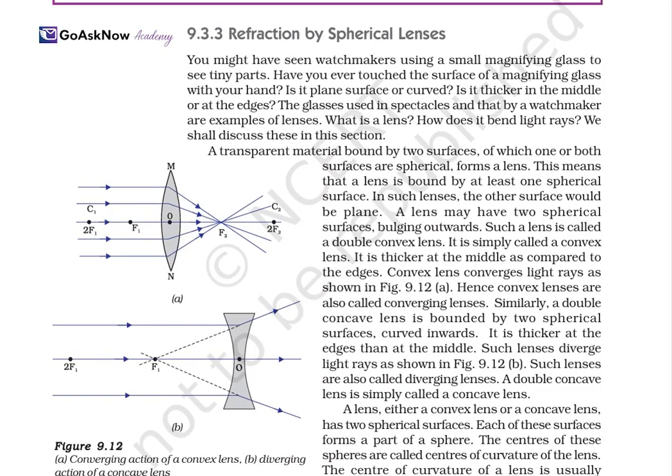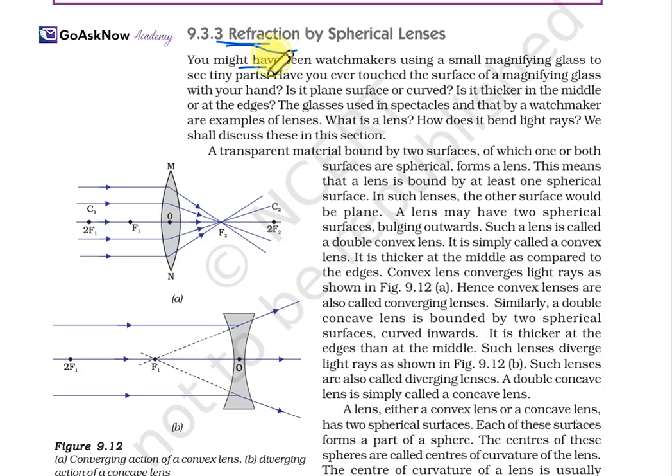Now, the refraction by spherical lenses. We have started the reflection through spherical mirrors, concave and convex. Now we will read about refraction, what exactly happens when light is incident at different points, like at the focus, at the center of curvature, below the mirror, beyond the mirror, etc. All these things will be covered here in the refraction by spherical lenses.